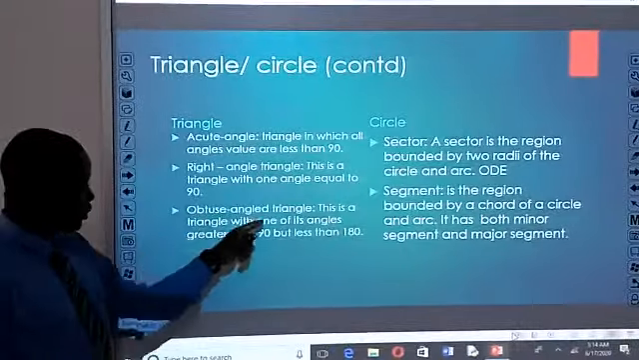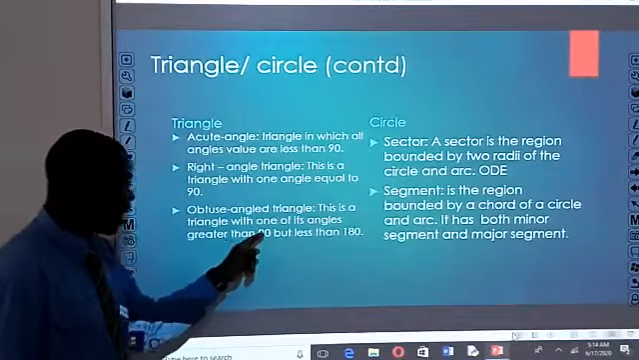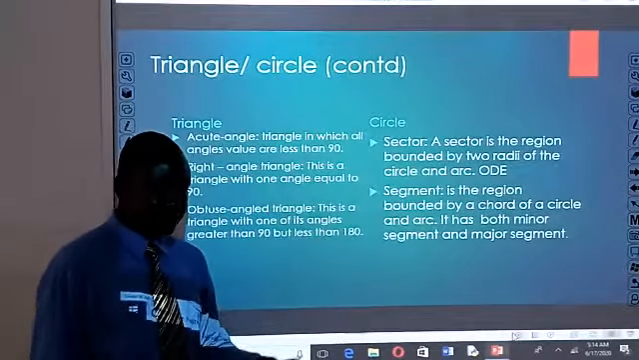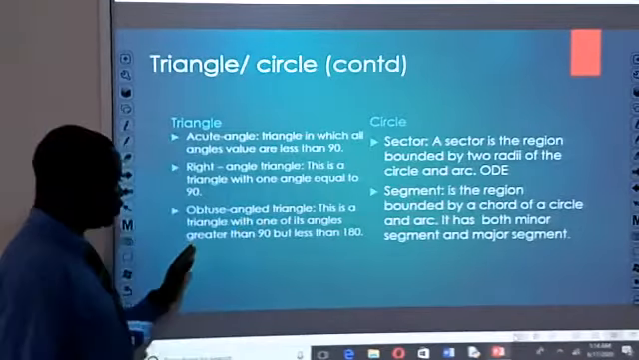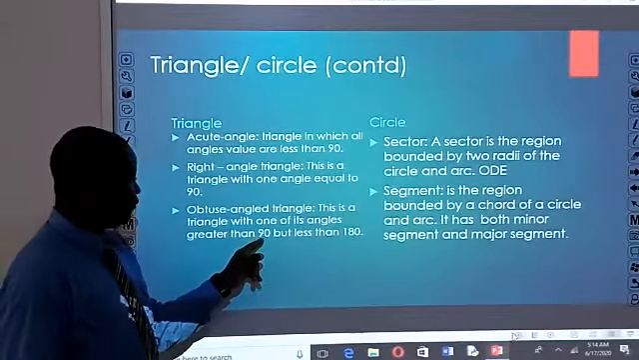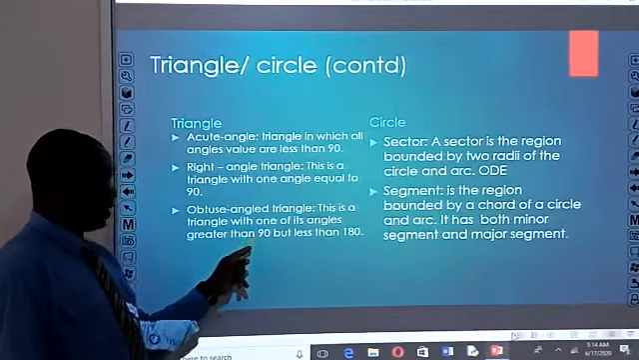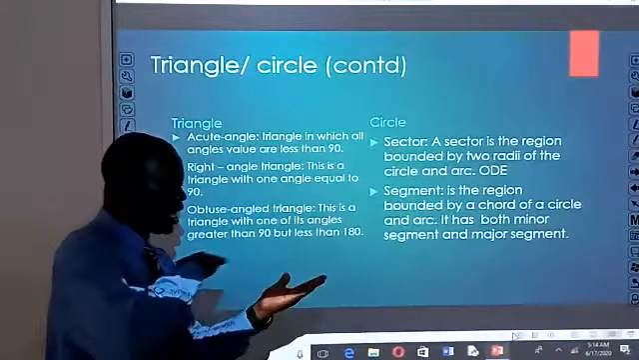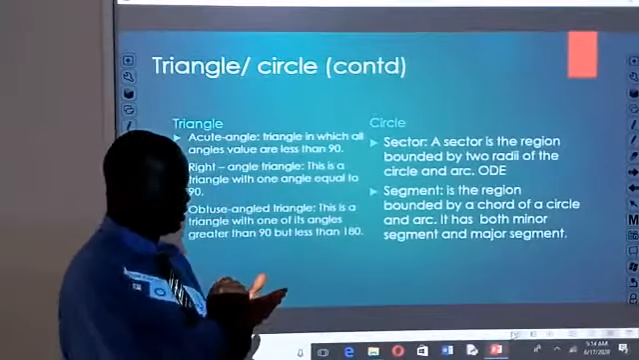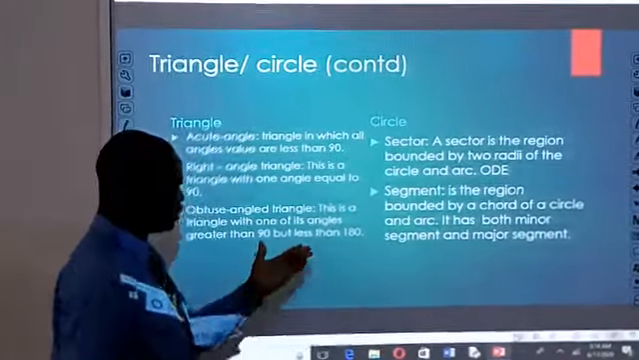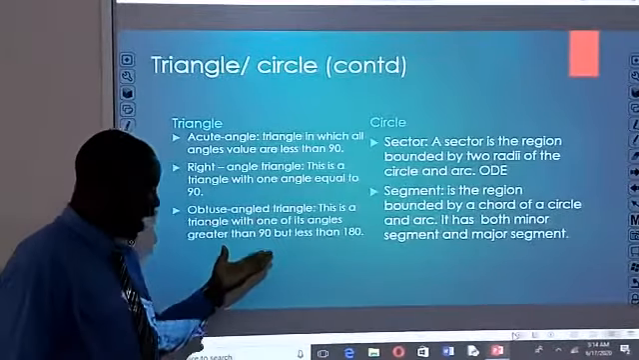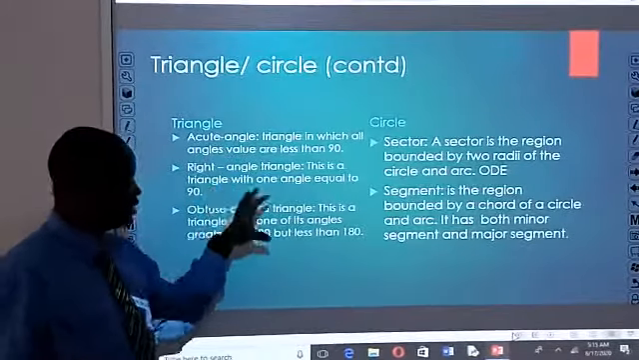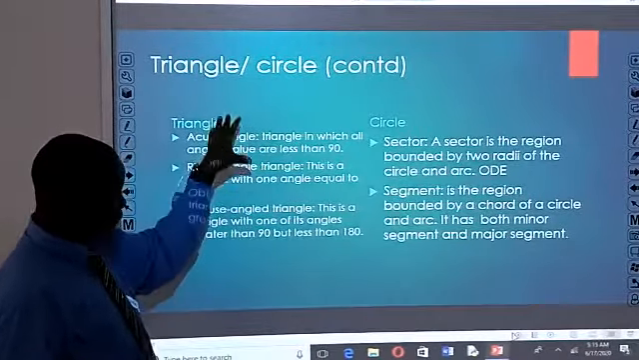Now, let's look at the obtuse angle. An obtuse angle triangle is a triangle with one of its angles greater than 90, but less than 180. It has a condition. If you have 91, it's within the obtuse range. But it should not exceed 180. The moment it exceeds 180, it's no longer an obtuse angle. We would be talking about a reflex angle, but we are not talking about reflex angles. We're only measuring the three types of angle with respect to the triangle.